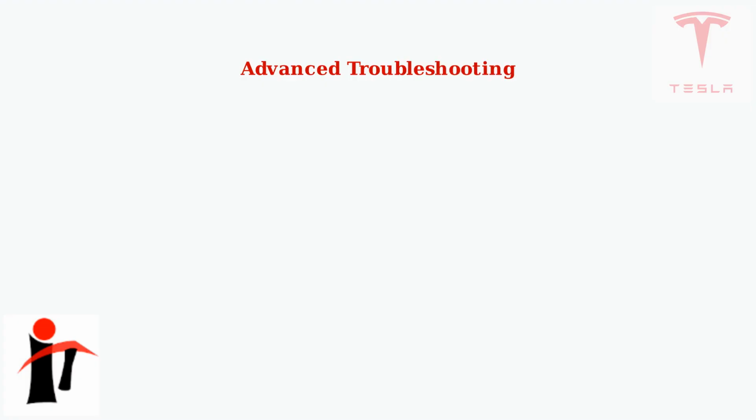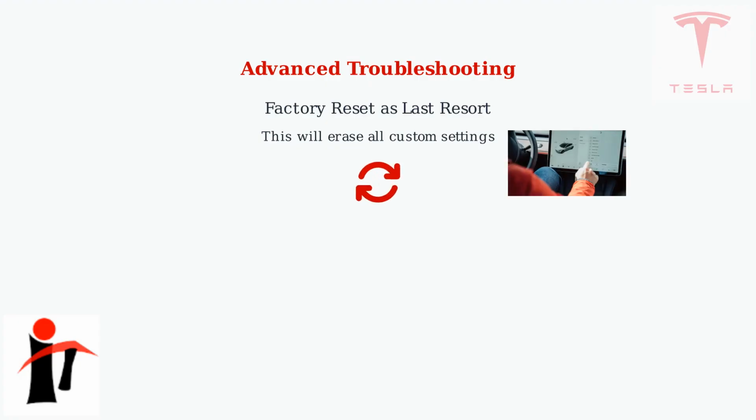When basic troubleshooting doesn't resolve your Apple Music issues in the Tesla Model Y, you may need to consider advanced options. A factory reset should only be used as a last resort, as it will erase all your custom settings and preferences from the vehicle's infotainment system. To perform a factory reset, navigate to Settings, then System, then Reset. Select Factory Reset, confirm your choice, and wait for the system to reboot completely. This can take several minutes.